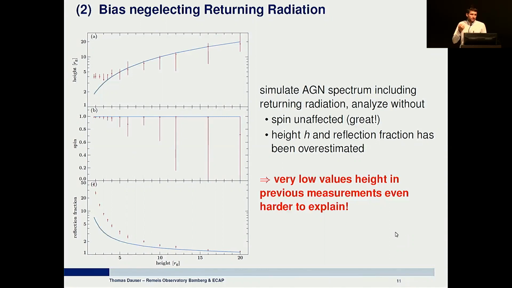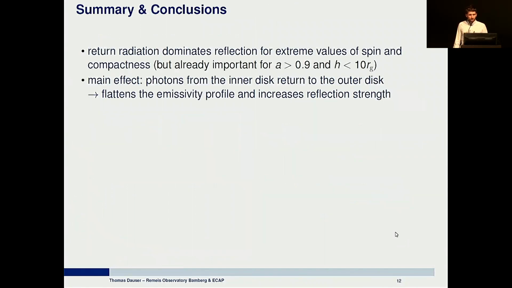So Andre yesterday showed that we have a few measurements published where the height of the lamppost source should be lower than 2Rg. And I'm now telling you we even overestimated that. So that creates an even bigger problem for these kinds of sources to be explained. So we'll have to find a different explanation for this. So I'll come to wrap up here.